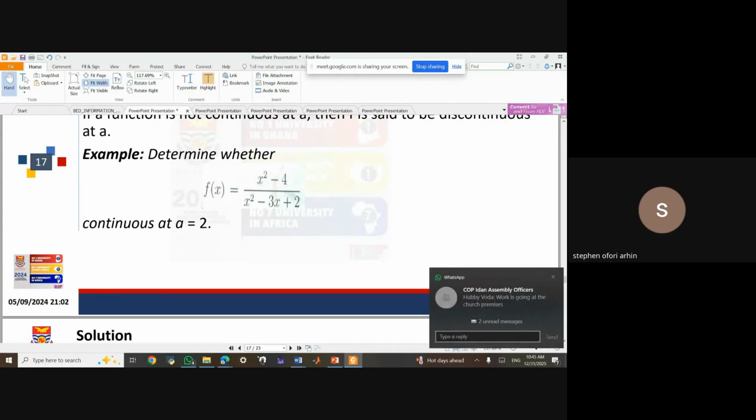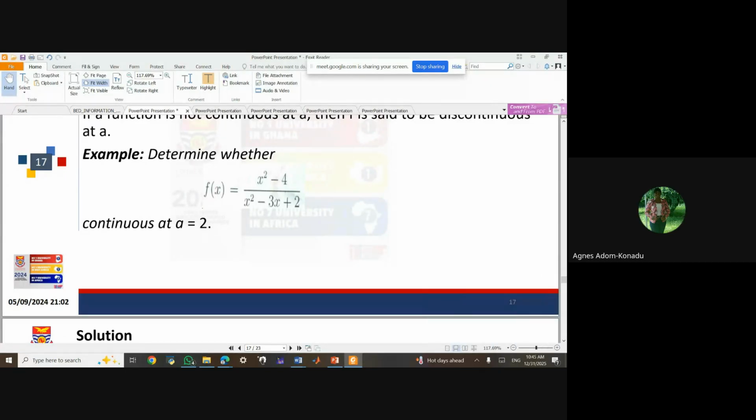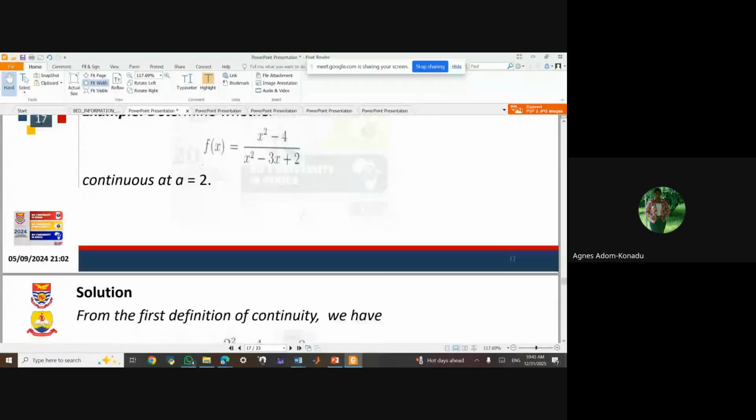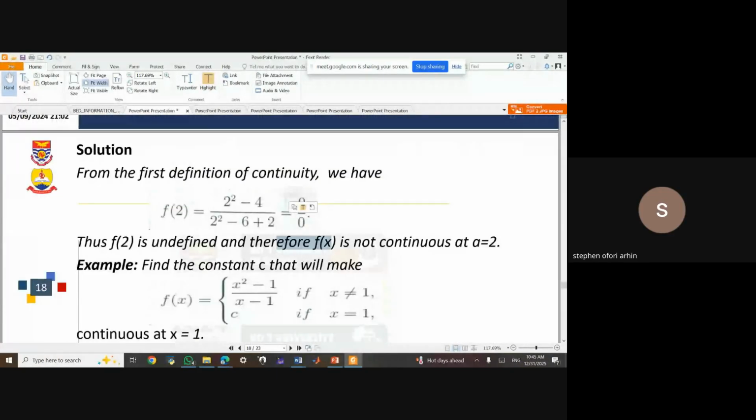Madam, please, where did you get 2 from? That a is equal to 2 that you substituted into the equation. It's in the question. Determine whether the function is continuous at x equal to 2. It's part of the question. Okay, thank you very much.